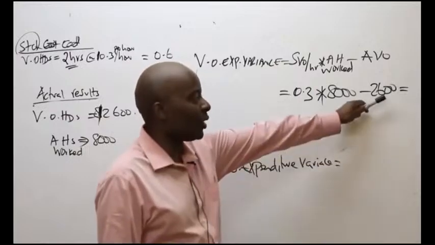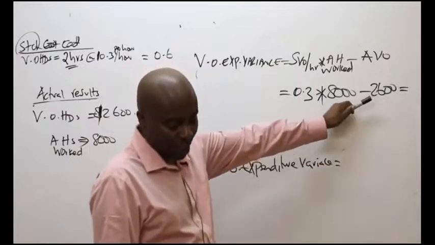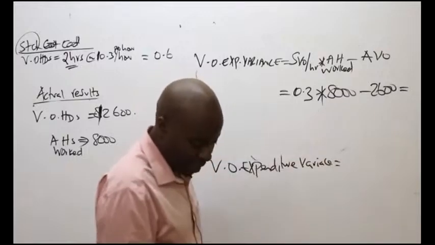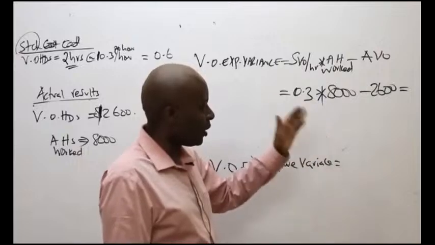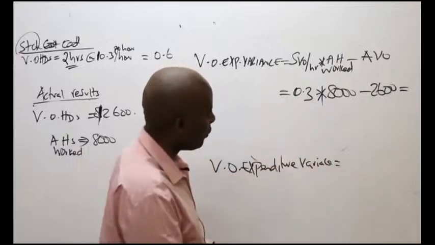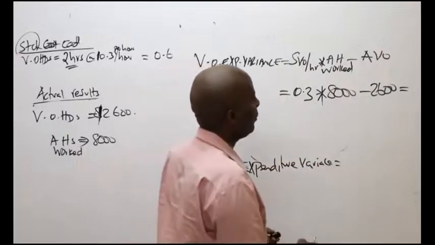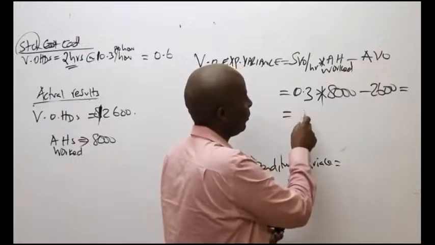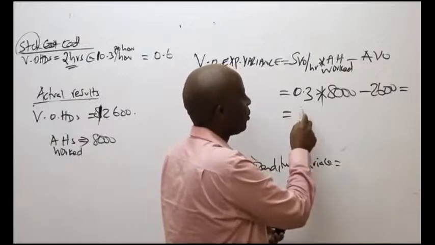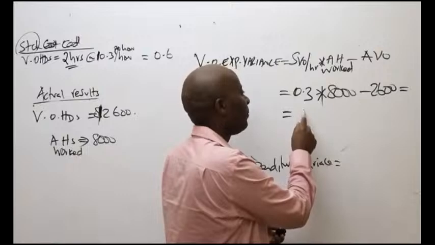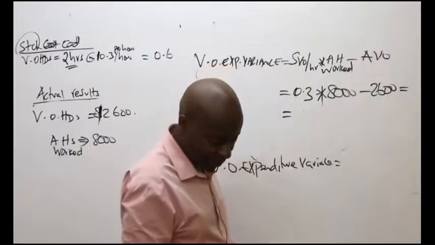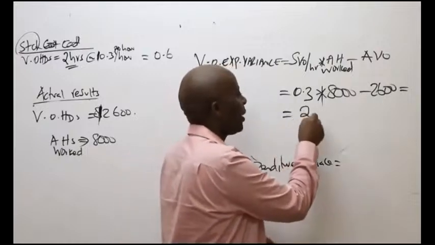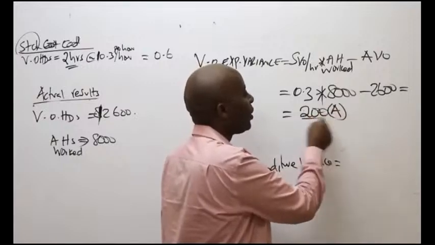So could you kindly give us this difference? What do we have here? So 0.3 times 800 minus 2,600. What do we have, somebody? What is the answer, somebody? 200 adverse. I'm being told negative, which is adverse.